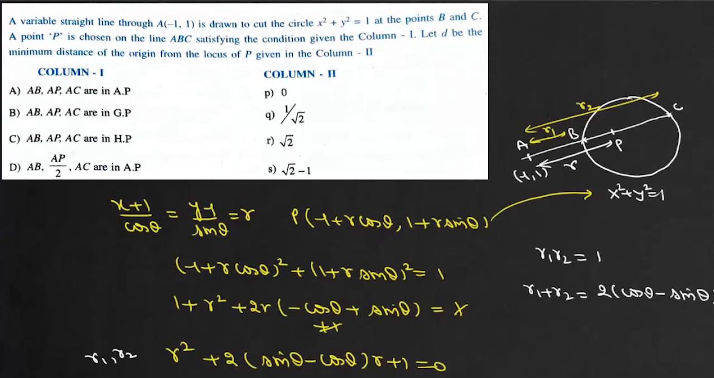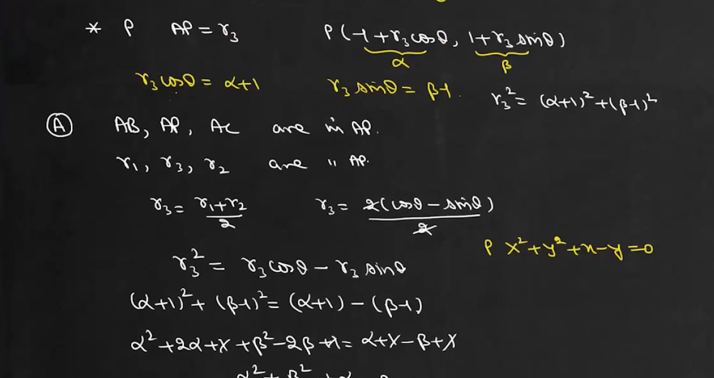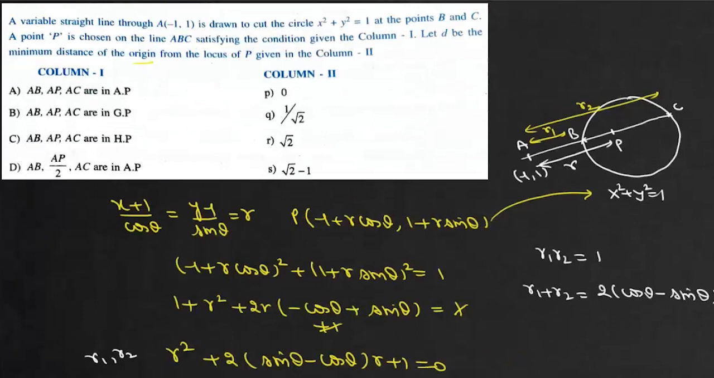Now it says D be the minimum distance of origin from locus of P. So we have to find minimum distance of origin from this locus. Now as we can see, this circle passes through origin, so its minimum distance is simply 0. So this A matches with P.